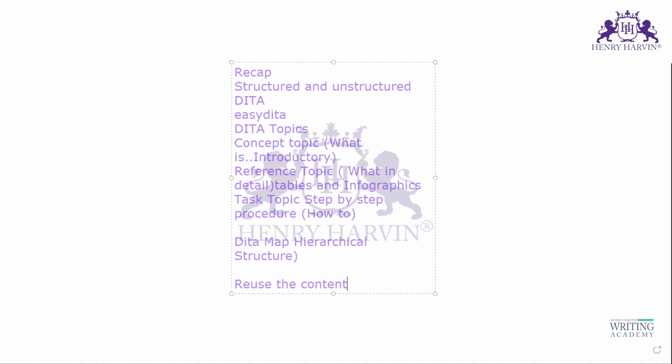So this is the advantage of using data concept, the structured content. We did the step-by-step process. Once we created all the topics, then we created a data map. Now, once your data map is created, you can finally get it published.